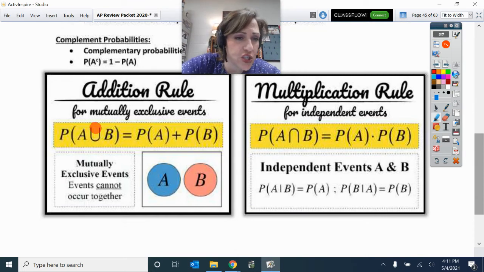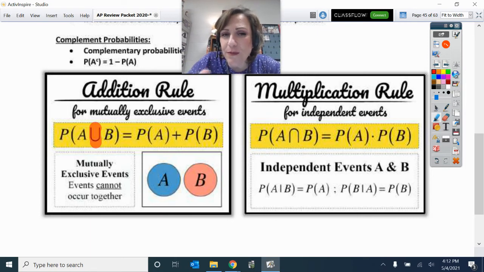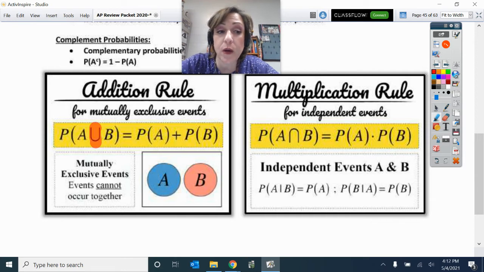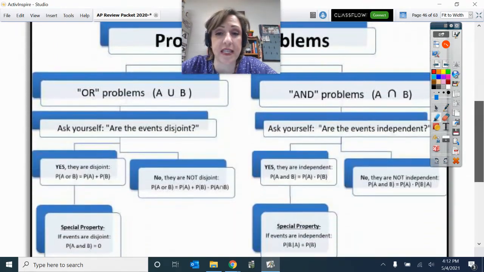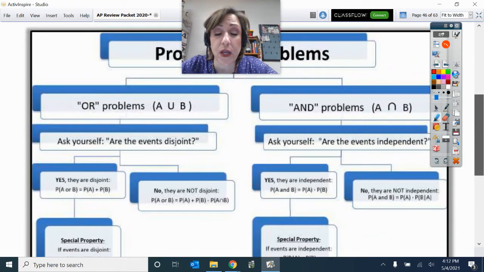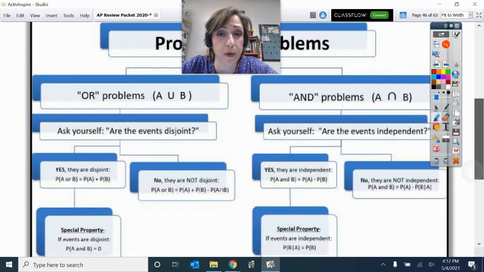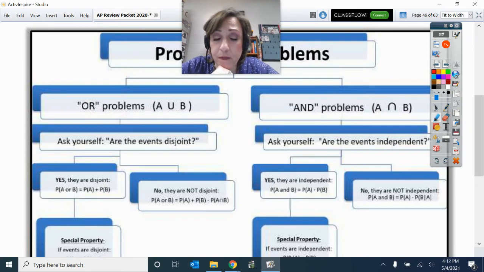Now, remember, this is your or, your union, this or that, or both. That's the misconception. If they overlap, or can be this or that or both. Here is your and. This is them happening at the same time. And we organized all this information here in this thinking map, which I think will help you as you go through. Remember, is this an or problem? Are we asking for this or that?